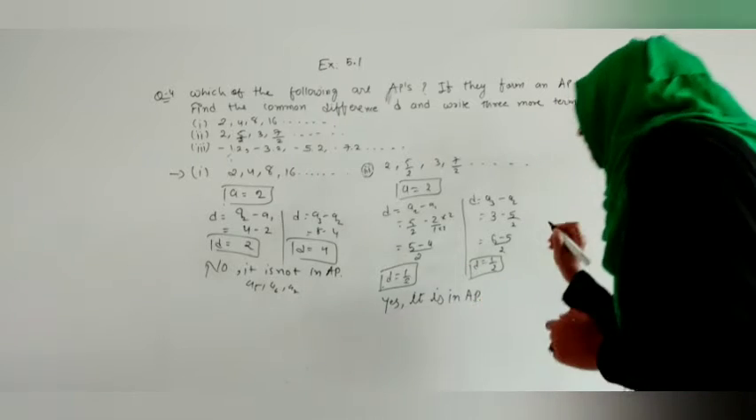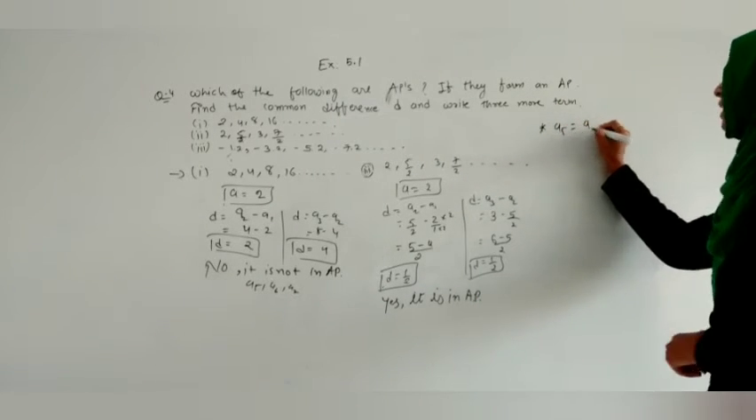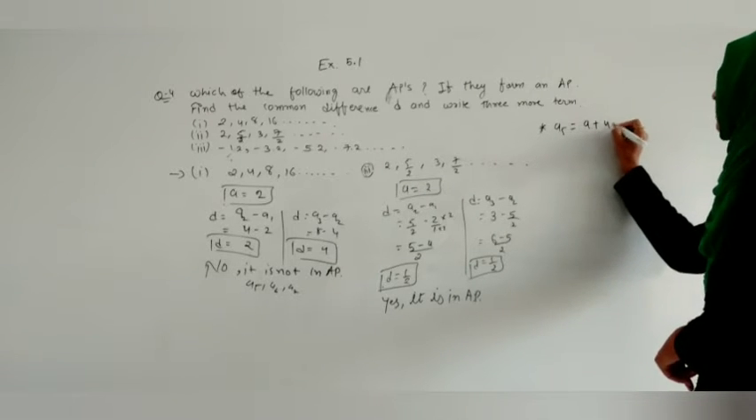And if it is in AP, then what do we have to find? We need to find A5. So what will be A5? A5 will be a plus 4d.